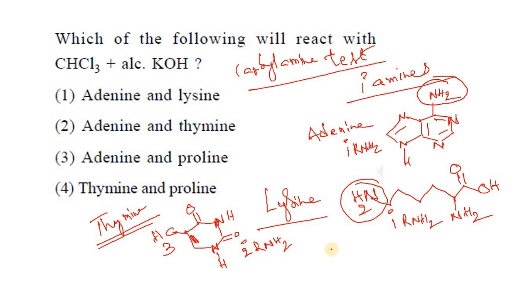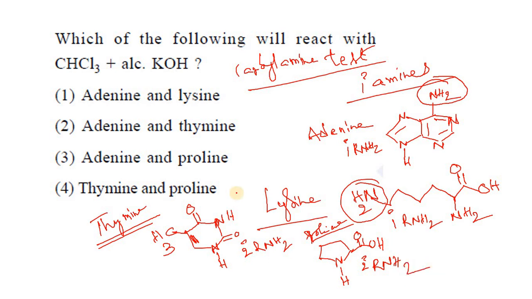And proline. It's proline. This one is a secondary amine group containing amino acid. This is the only amino acid which contains secondary amine. All the amino acids contain primary amines, but if you take proline, this one contains a secondary amine. This one also secondary amine.